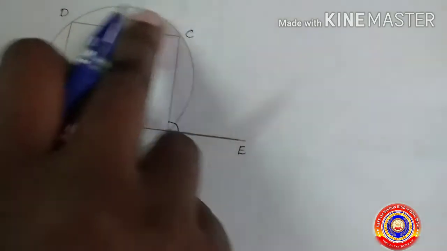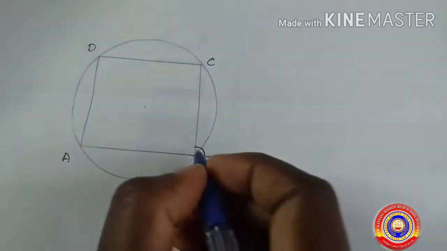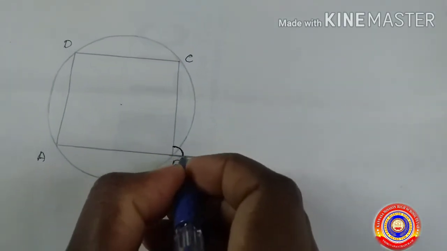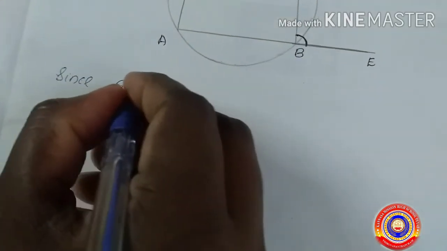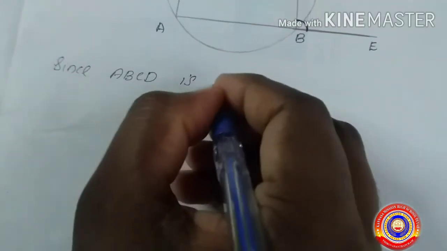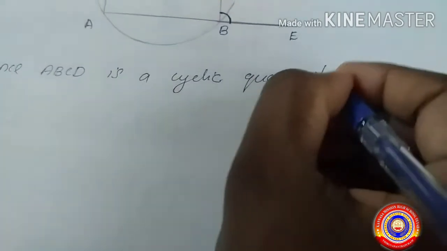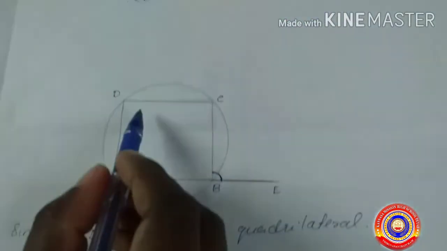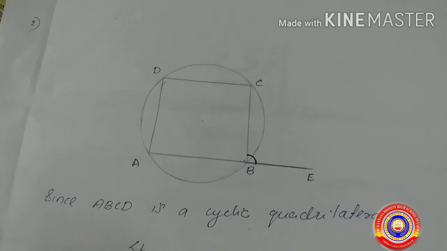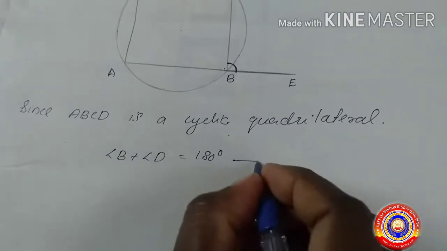Here ABCD is a cyclic quadrilateral and CBE is the outer angle. We have to prove that this angle is equal to angle D, the opposite inner angle. So, since ABCD is a cyclic quadrilateral, its opposite angles are supplementary. That means angle B plus angle D equal to 180 degrees. Equation number 1.